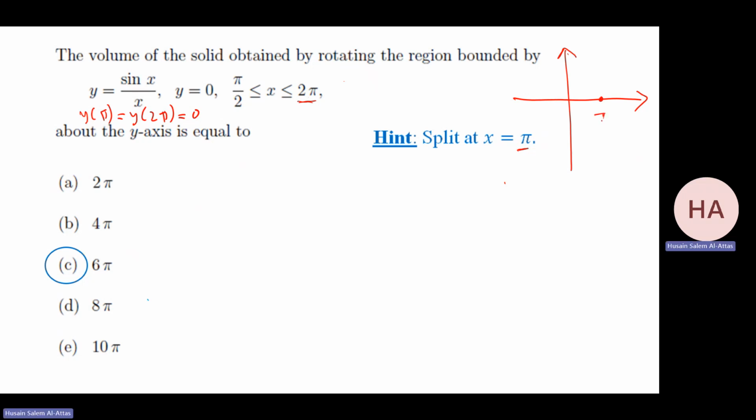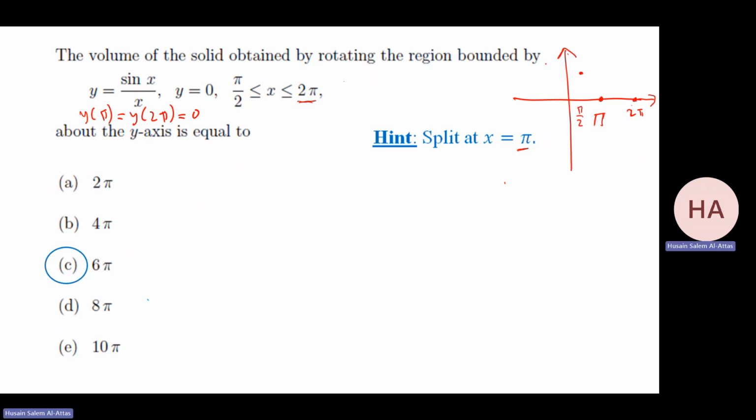This is pi. Let me extend this a little bit. And at 2 pi, it will be 0 also. Okay. Now I'm starting with pi over 2. Pi over 2 will give me what? 2 over pi. A value. So just a value which is 2 over pi. This will be at pi over 2.